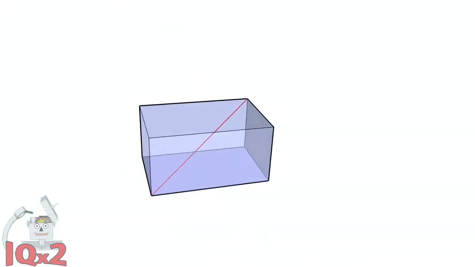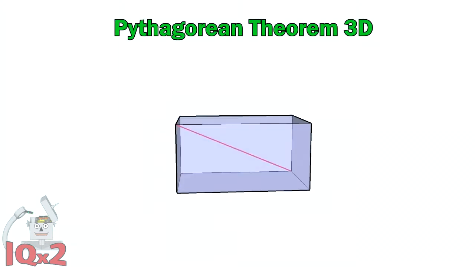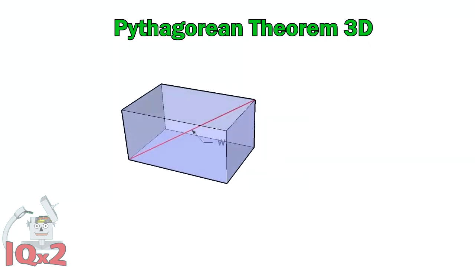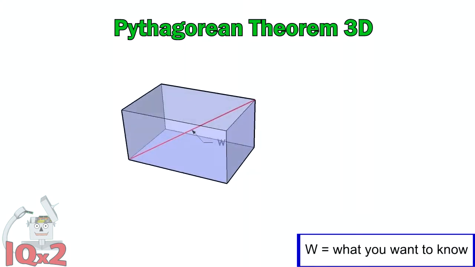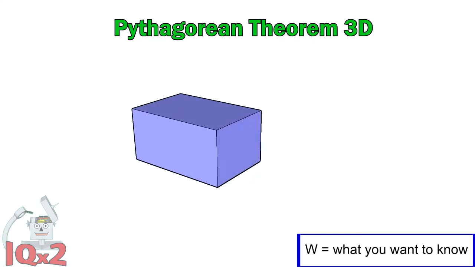You can use this rectangular box as a simplified model of your bridge section. Let's label the length of the line that goes through the middle W, which stands for what you want to know. Okay, so we have our rectangular box. Let's put down what we know. We at the very least know the dimensions of the box. You know, the height, the width, the depth. Let's label those.